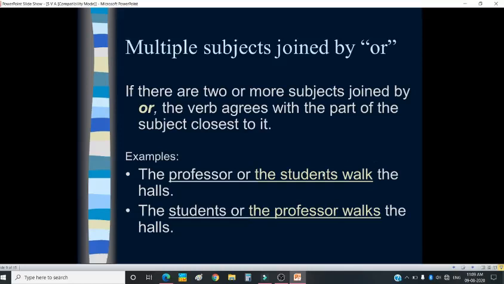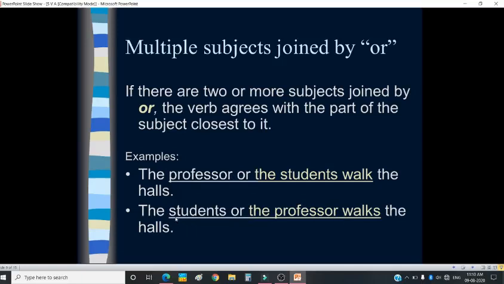Here, walk is the verb and just before the verb is students. So you need not consider professor, because which one is closest to the verb? The students. So the subject standing very close to the verb is considered in these cases. The students walk is the correct one. Then professor walks. Here is the same sentence, but what happened? The students just came to the beginning, then professor changed its place to the nearest of the verb.